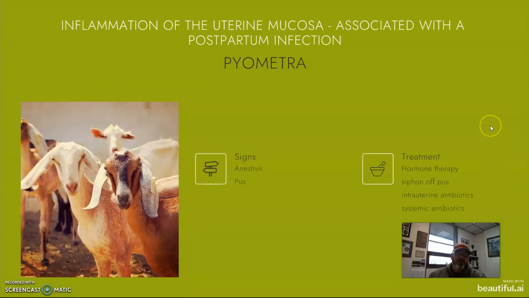Pyometra, again, we've talked about this one in multiple species, and it makes its appearance again here with sheep and goats. At any time that you have an associated infection of the uterus, they're at risk for pyometra, where you would have pus accumulation potentially in the uterine tract. Therefore, the animal would probably be anestrous. And so you'd probably go with some kind of systemic antibiotics in order to help treat this one.